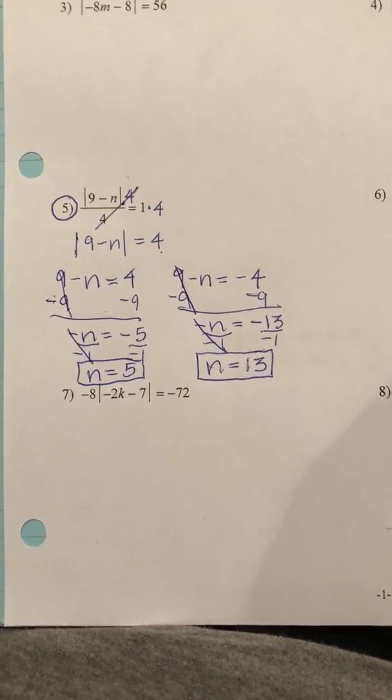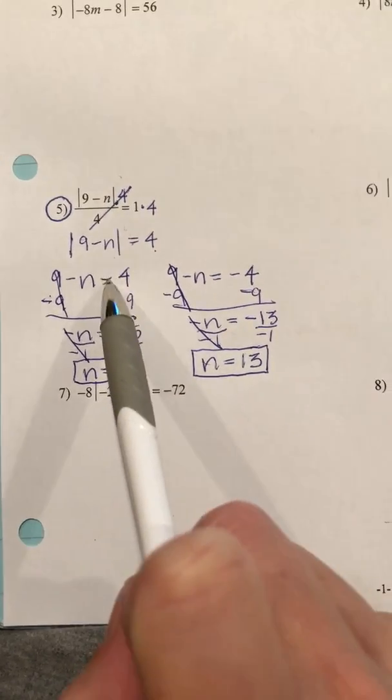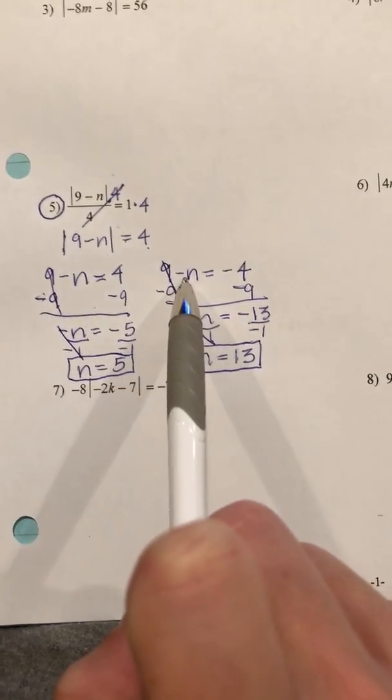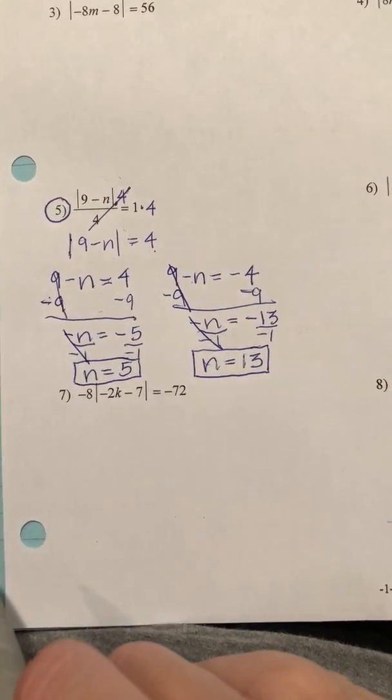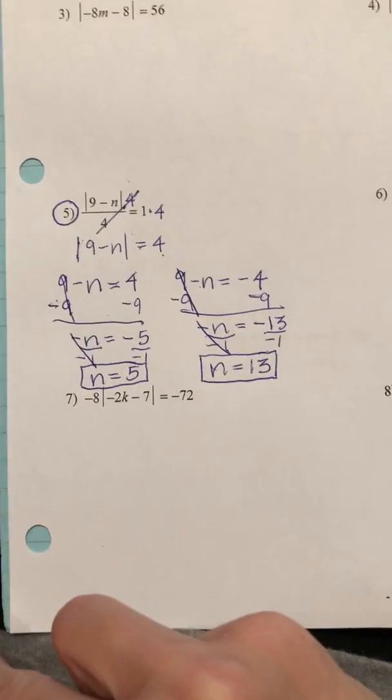The important thing here is to note I isolated my absolute value before I set up the two equations. It's very important that you do that first. So anything on the outside of those two bars, you've got to get rid of.